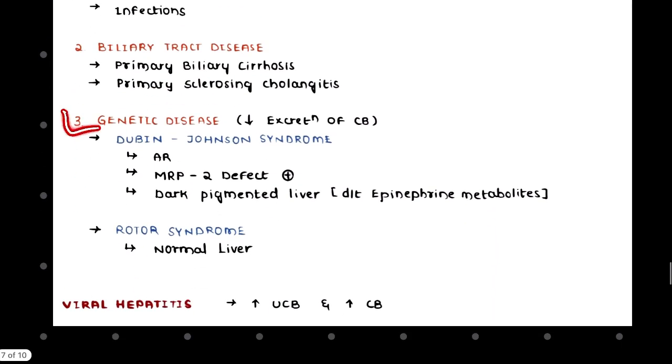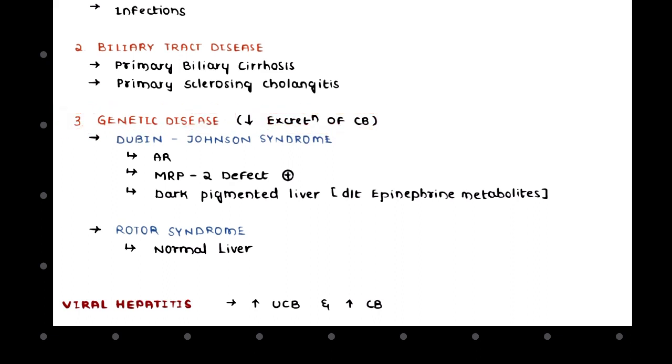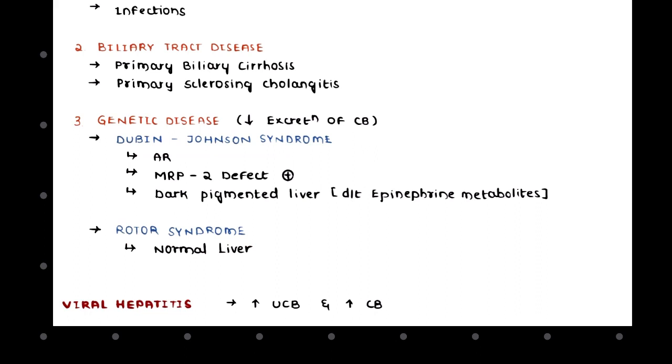Now we will talk about genetic diseases because of decreased excretion of conjugated bilirubin. One is Dubin-Johnson syndrome and another is Rotor syndrome. What is Dubin-Johnson syndrome? It is characterized by the presence of a dark pigmented liver.